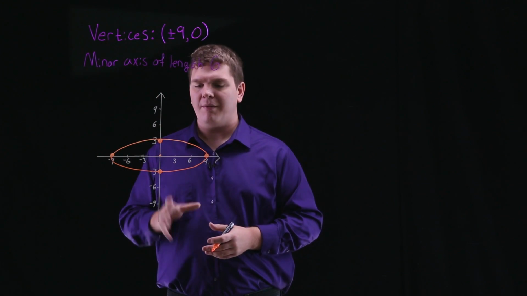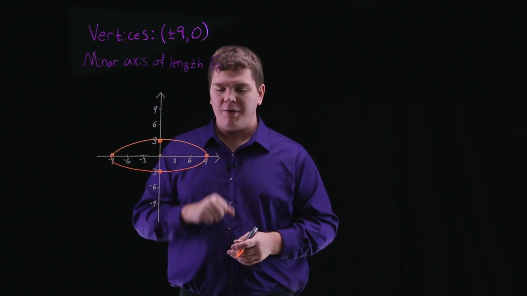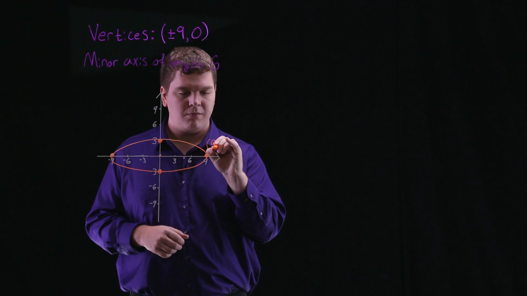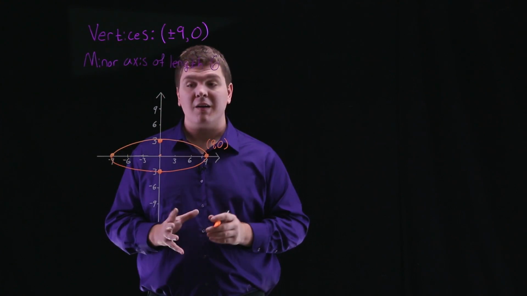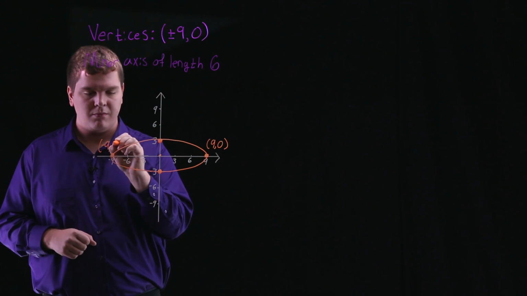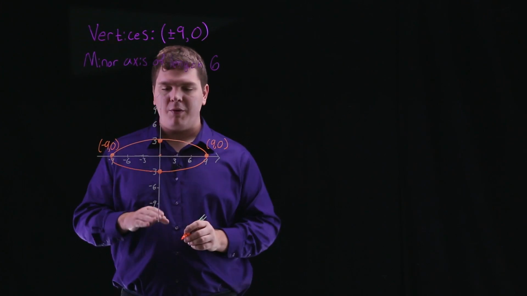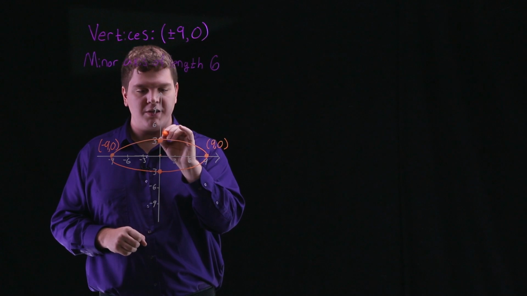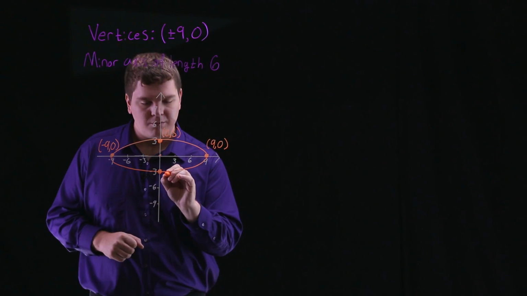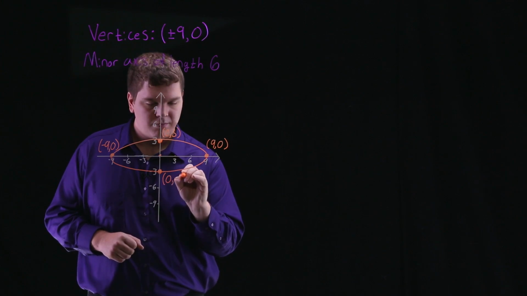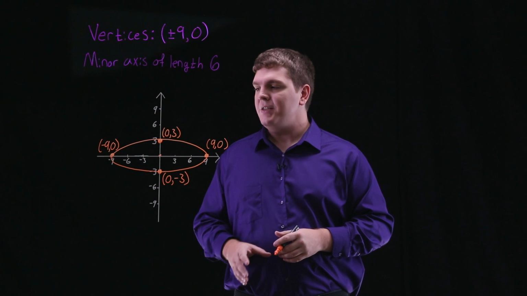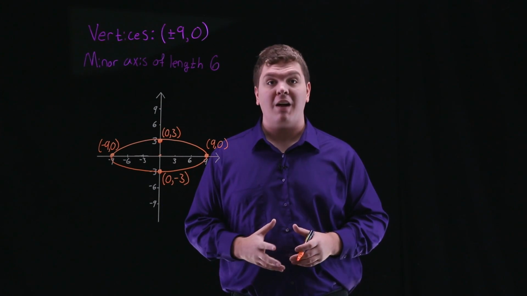Let's also go ahead and label these points. This point here, the first point we found, was the point 9, 0. The second point we found was the point negative 9, 0. Then we found these 2 points, which are 0, 3, and 0, negative 3. Just by looking at this, we see that we have a horizontal major axis.